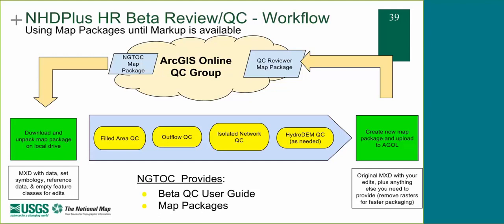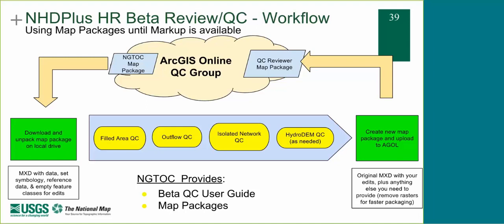And we're managing that through an ArcGIS online group. So we post the map packages, the reviewer downloads the map packages, then they perform the review according to the user guide that we've developed to help with that review. The yellow bubbles that you see in the middle of the screen identify some areas of review. The one area that is taking the bulk of the effort of the review is the isolated network QC. And that's where we're relying on a lot of reviewers who have local knowledge of their area so they can help with resolving some of those isolated networks. That's a really big, important part of the QC.